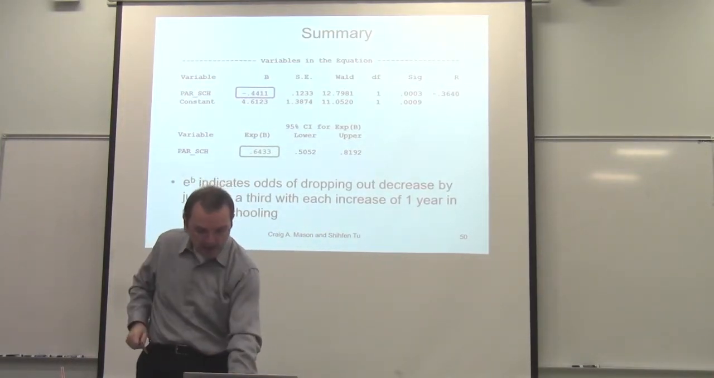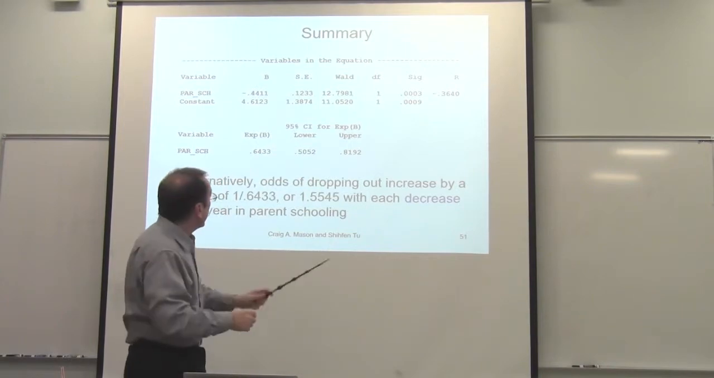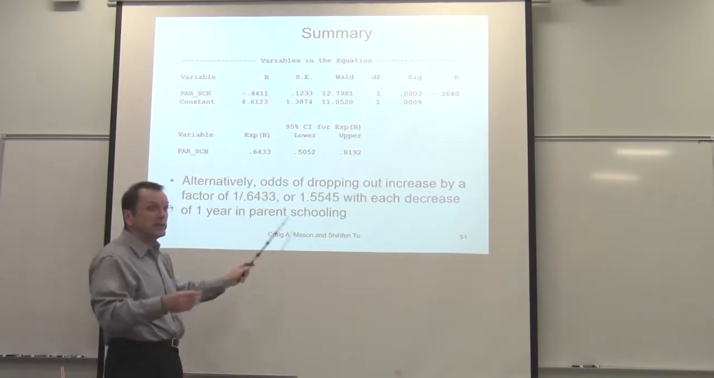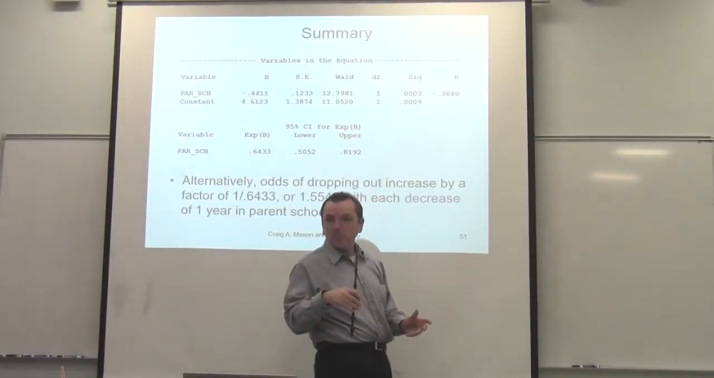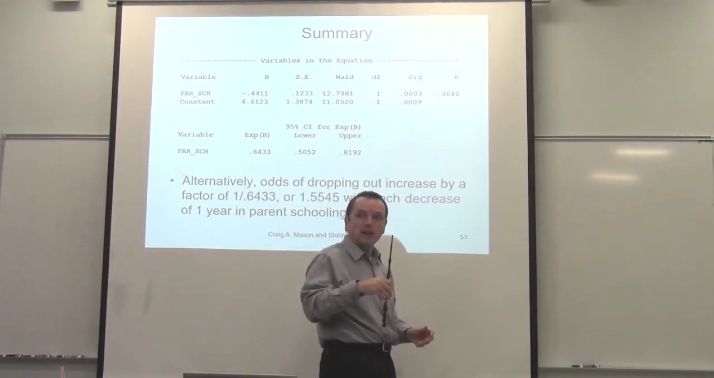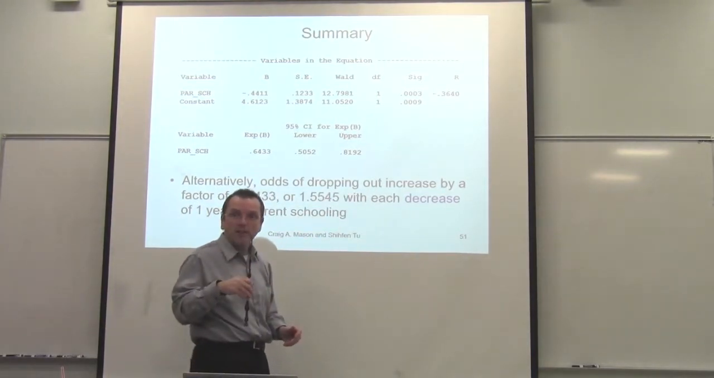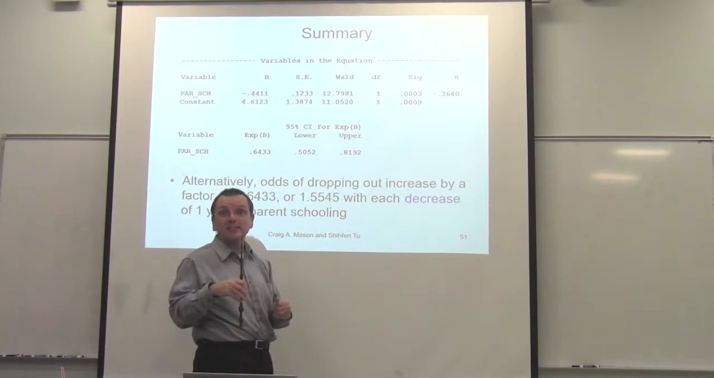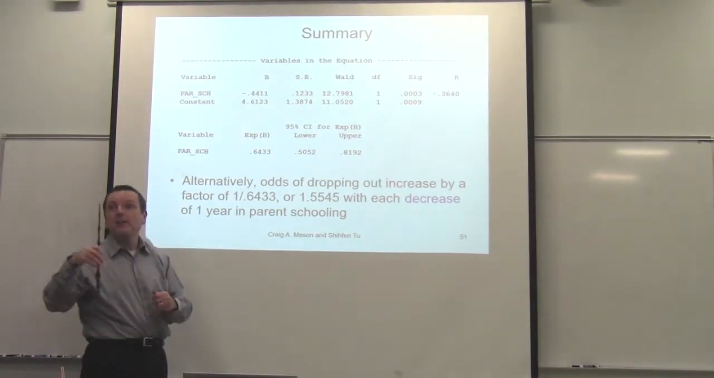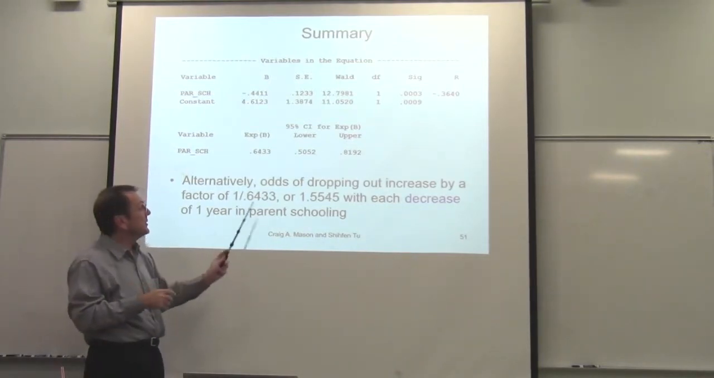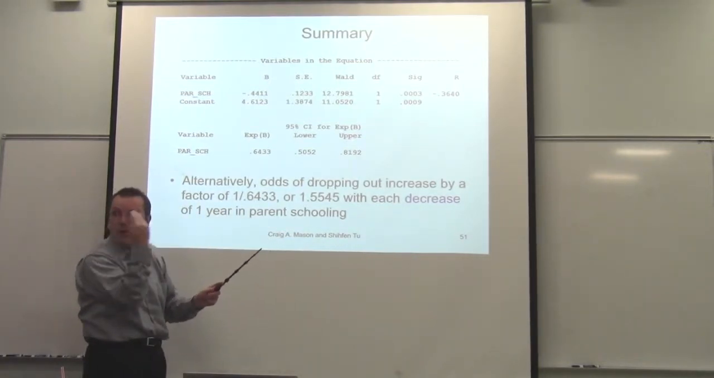Alternatively, you can flip that around, just like we said, and do the inverse: 1 over 0.6433 gives me 1.55, and that says for every year less of school, the odds of dropping out go up 55%. So whatever the odds were, now it's times 1.55. Another year less of school, 1.55 times 1.55, right? It just depends which way you're going.